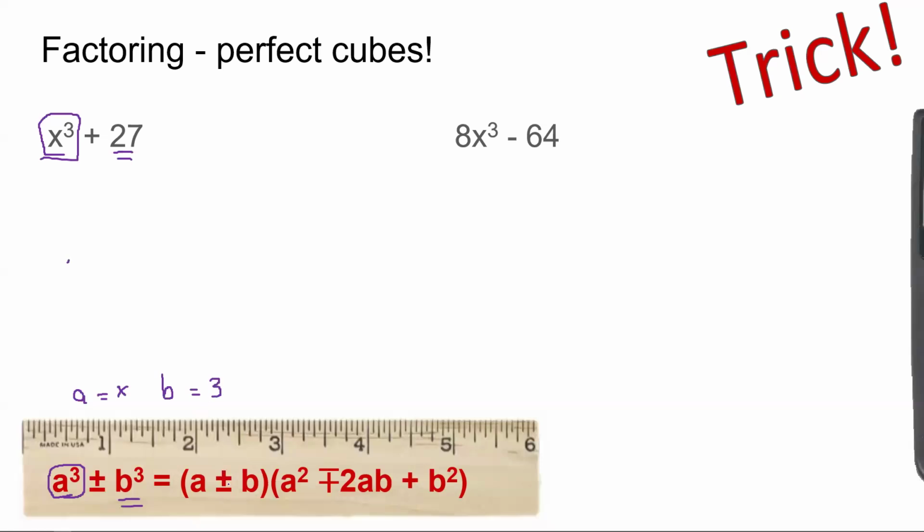And if you want to use the rule, now that we've got our a and our b figured out, we could say a was x and b is 3. And then I need a squared. So that's going to be x squared. Plus or minus, let's leave the signs out for right now. I'm going to come back and do those.